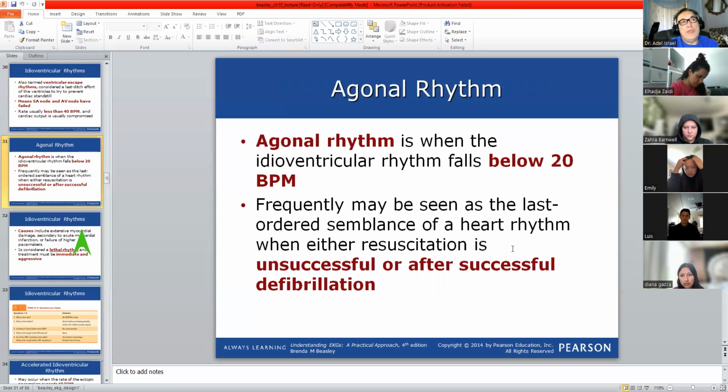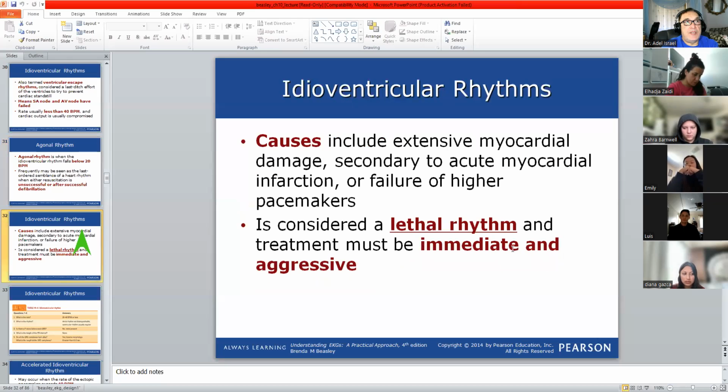Sometimes we say that it is agonal rhythm. What we mean by agonal is if the heart rate is below 20, which is a very serious situation. Okay, so in this situation, we have to apply intervention to restore the heart rate. So we are going to use an AED. You know, this AED from BLS CPR. So we have to resuscitate the heart to restore the normal contraction. Otherwise, it will be a very serious condition.